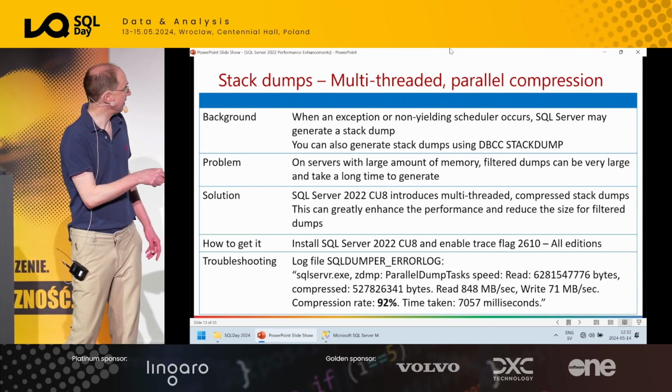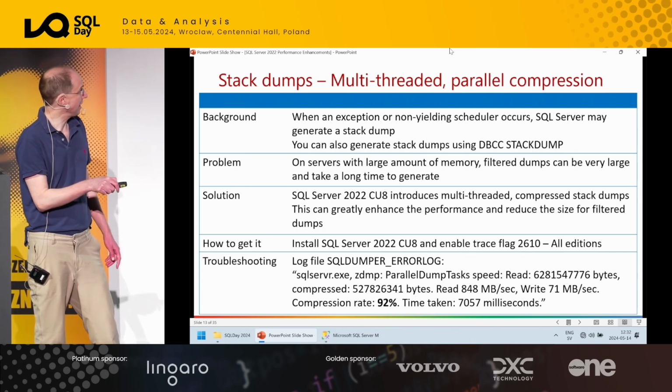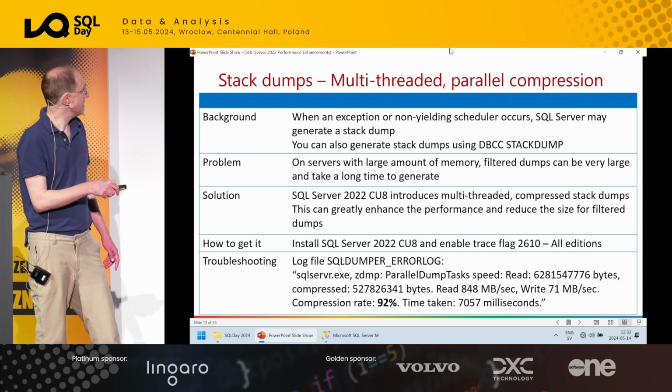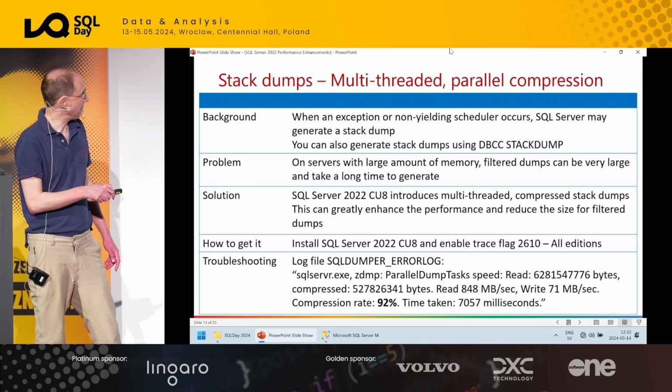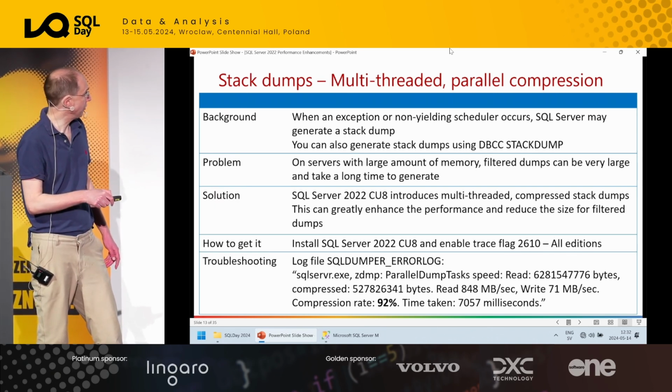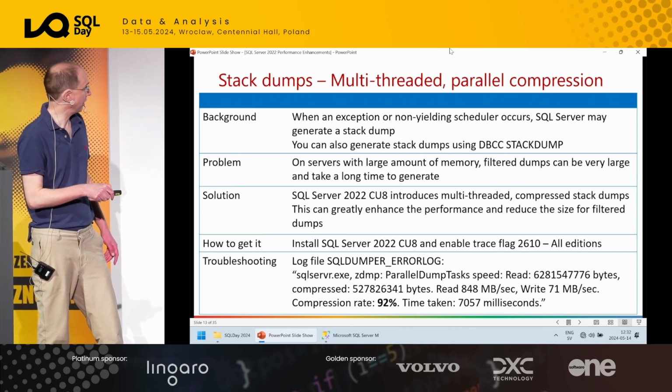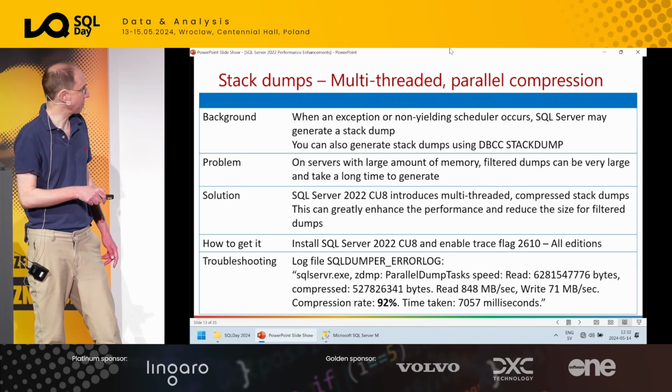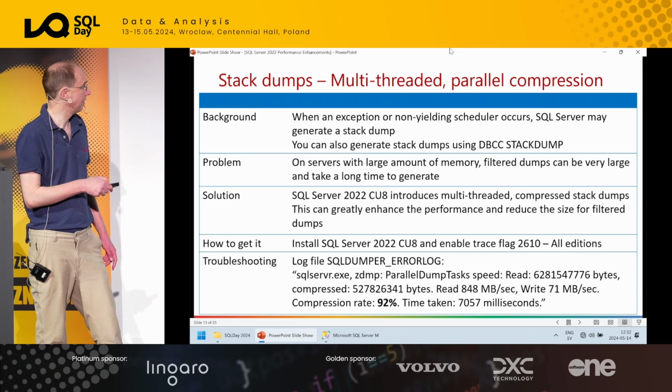And you can see it. If you enable this feature, you need to enable a trace flag for now in 2022. Then you can see the compression rate in the SQL dumper log. This is from one of our servers, where we saw 92% compression rates. So yeah, really nice improvement.